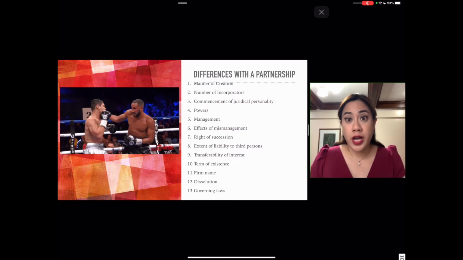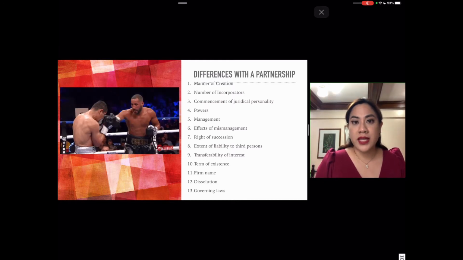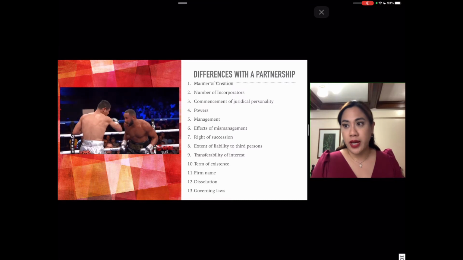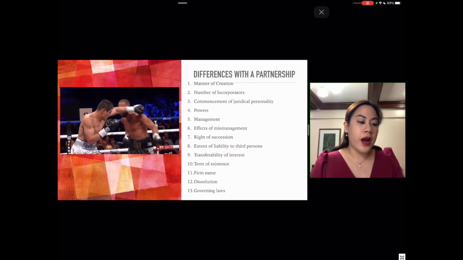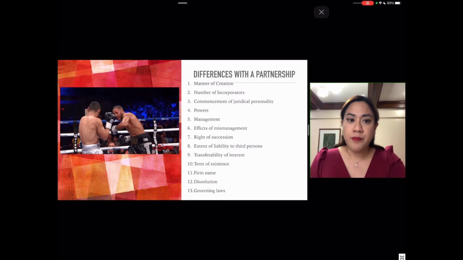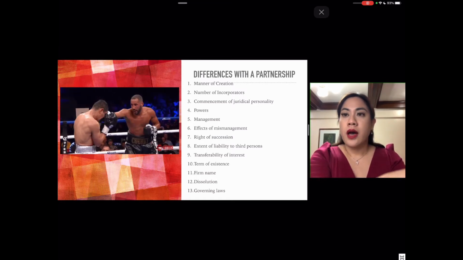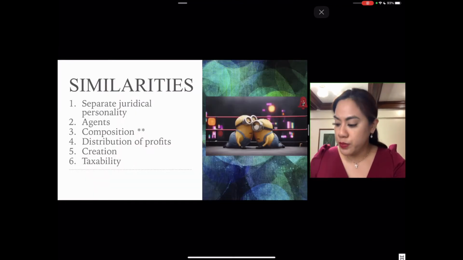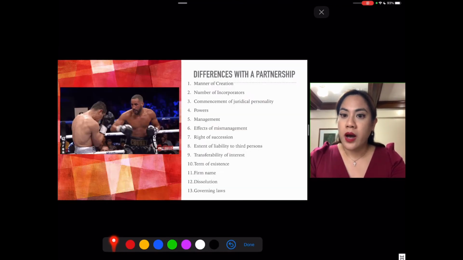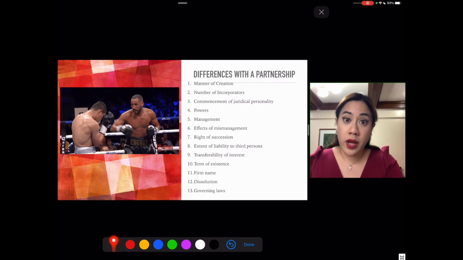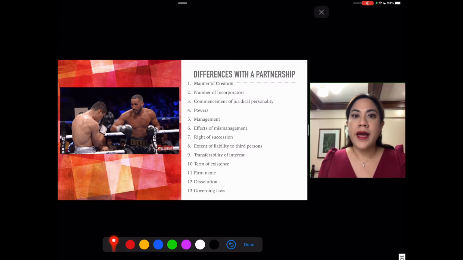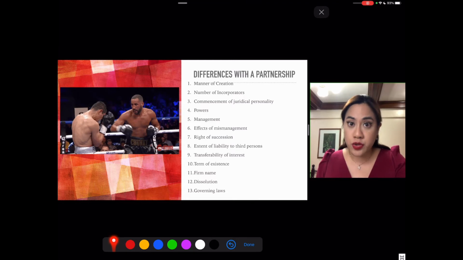As to the manner of creation, if you remember, under Article 1767 of the Civil Code, a partnership is created by mere agreement of the parties, whereas a corporation is created by creation of the law. Second, as to the number of incorporators, a partnership can be established between 2 or more persons. On the other hand, a corporation can now, especially under the RCC, be established as a one-person corporation. In cases where there are at least 2 people, it should not be more than 15, and we will discuss this later.